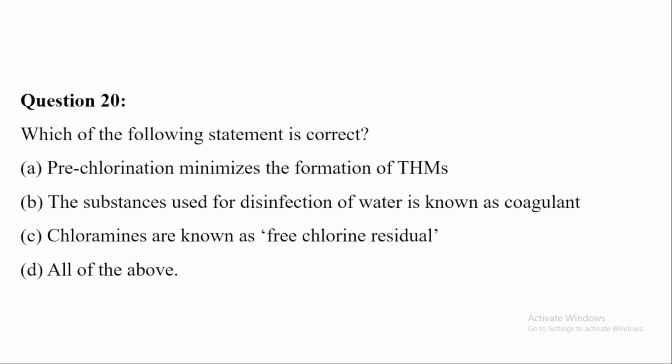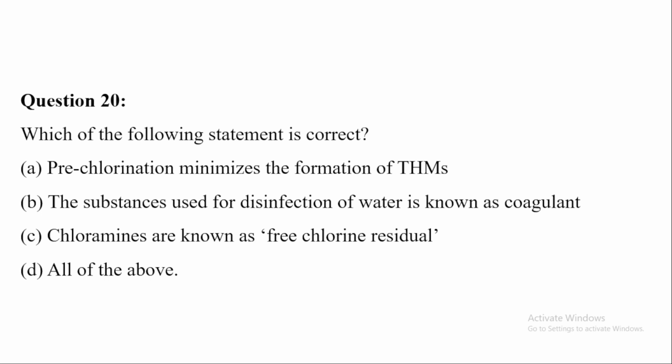So the next question is question number 20. Which of the following statements is correct? The first statement is pre-chlorination minimizes the formation of THMs. B statement is the substances used for disinfection of water are known as coagulants. C is chloramines are known as free chlorine residuals. And D is all of the above. So which statement is the correct statement?